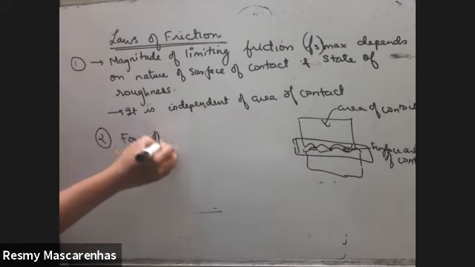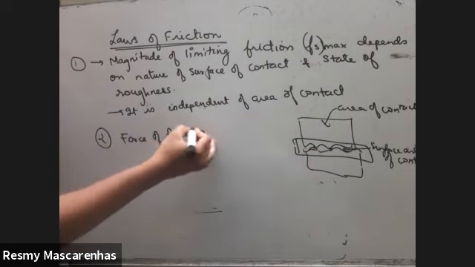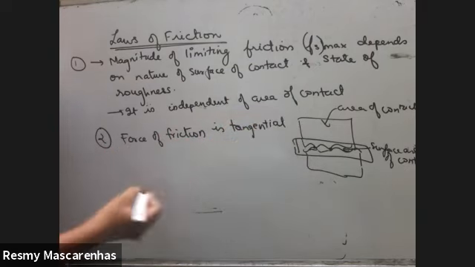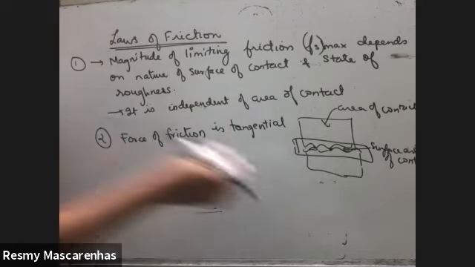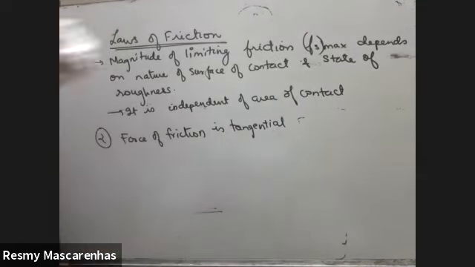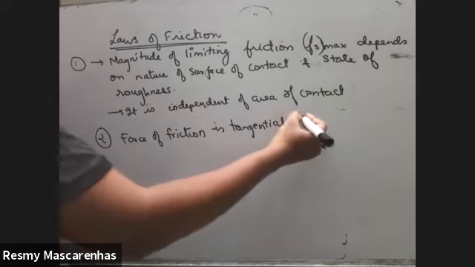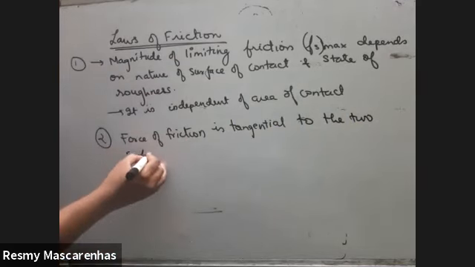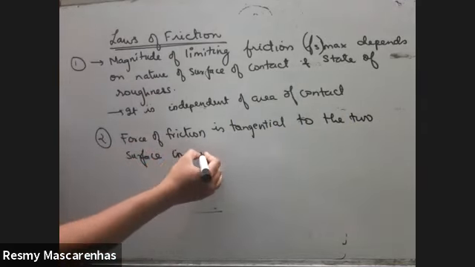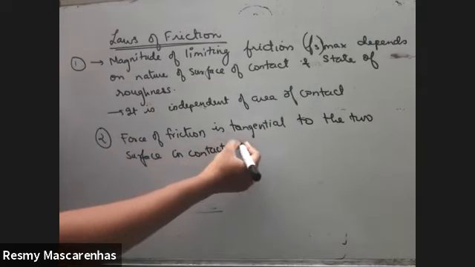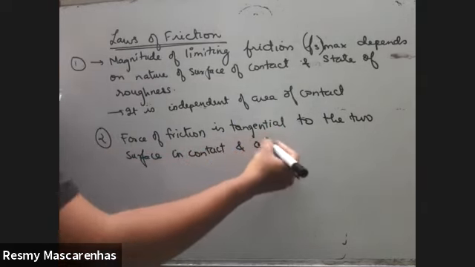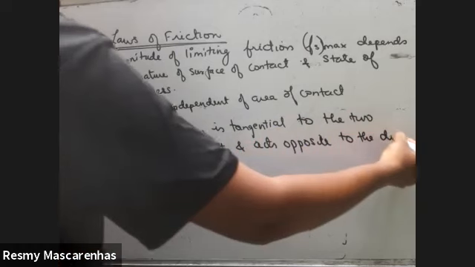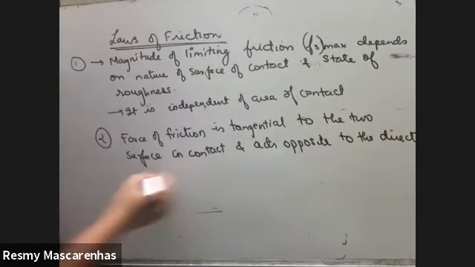Second one: force of friction is tangential to the two surfaces in contact and acts opposite to the direction of motion of the body.